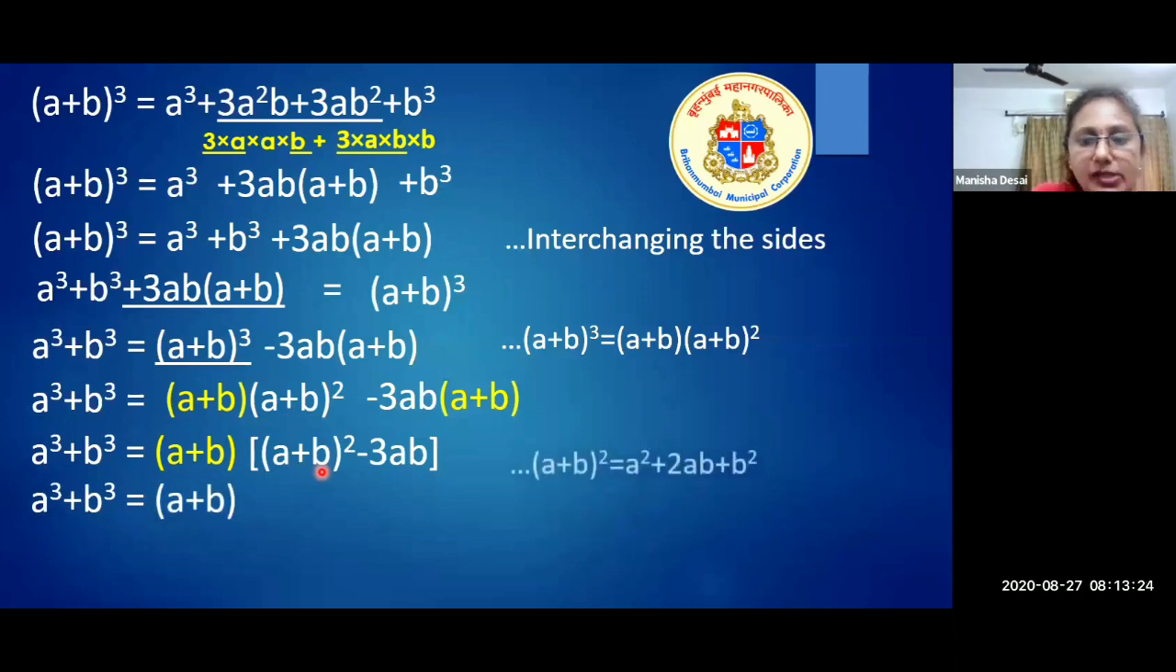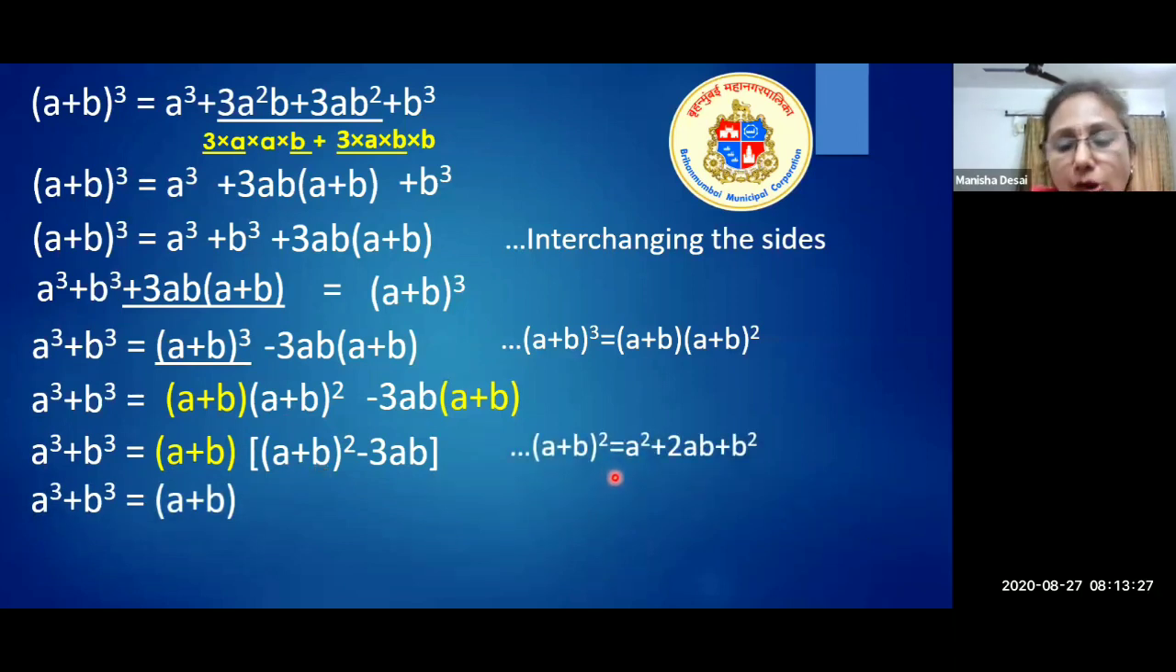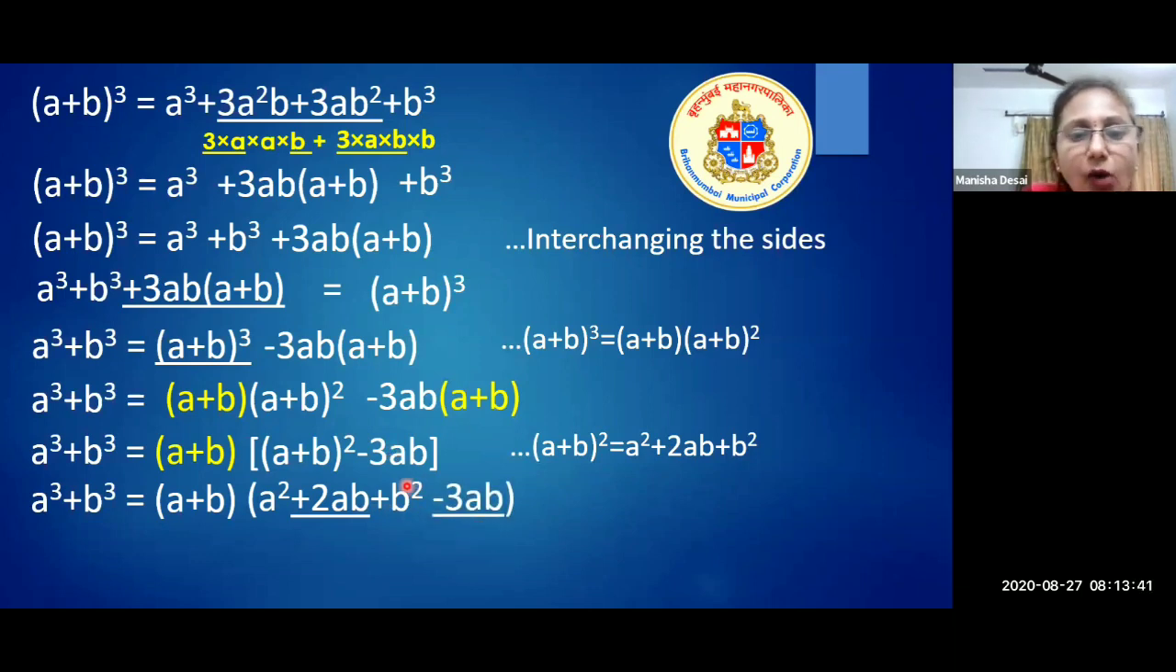(a plus b) the whole square is nothing but a square plus 2ab plus b square. So we are going to replace this identity over here. So it will become a square plus 2ab plus b square minus 3ab. We are going to copy this term as it is. Now you can see this term, plus 2ab and minus 3ab, these two are the like terms. So they can be added or subtracted. So plus 2 minus 3.